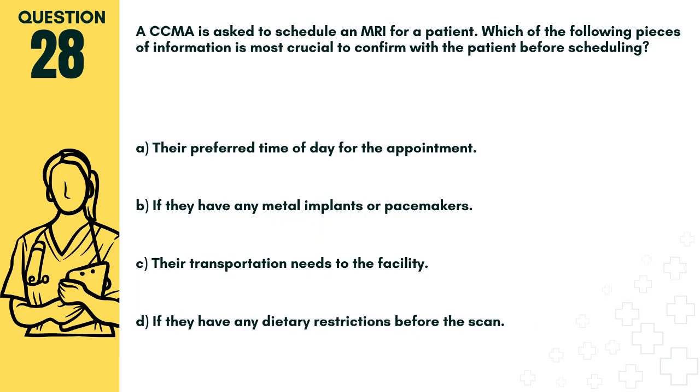Question 28. A CCMA is asked to schedule an MRI for a patient. Which of the following pieces of information is most crucial to confirm with the patient before scheduling? A. Their preferred time of day for the appointment. B. If they have any metal implants or pacemakers. C. Their transportation needs to the facility. D. If they have any dietary restrictions before the scan.